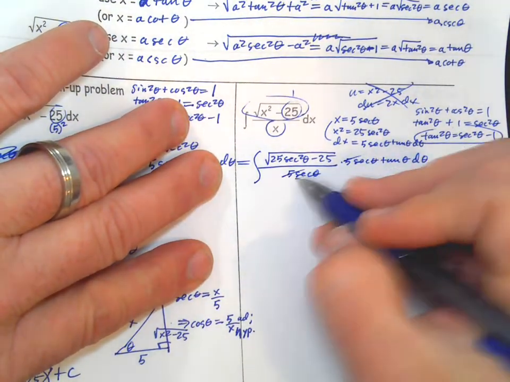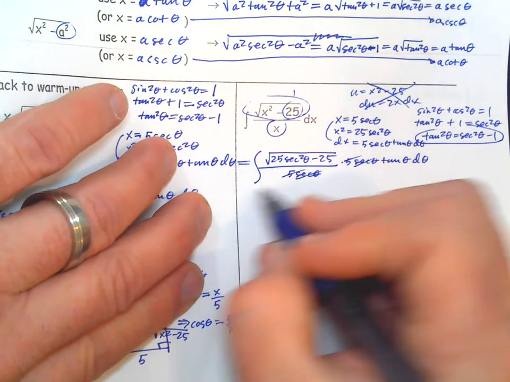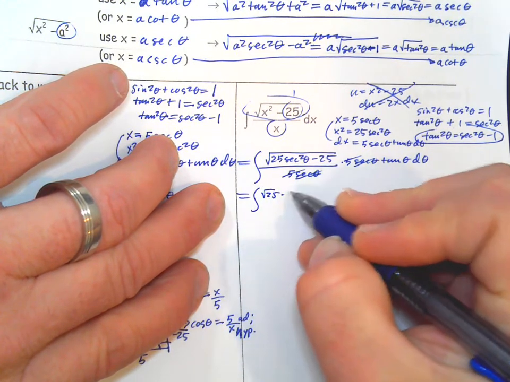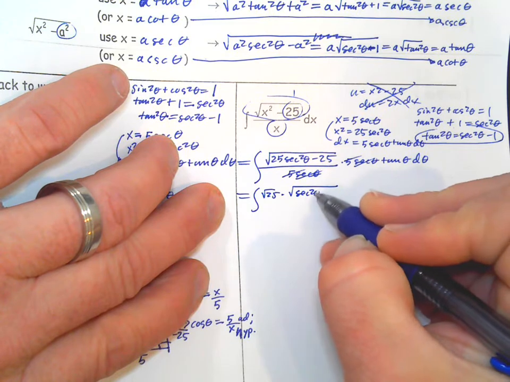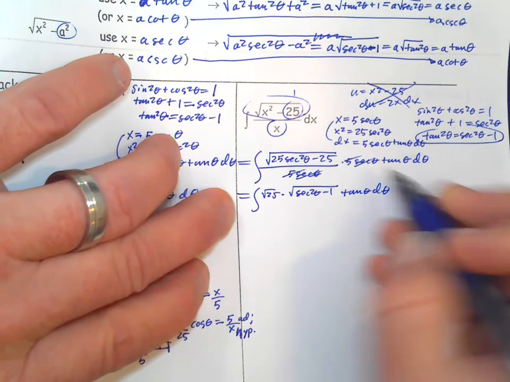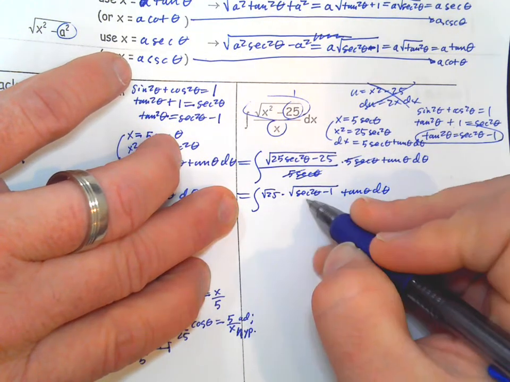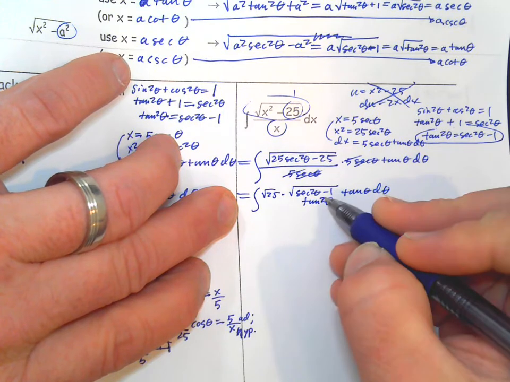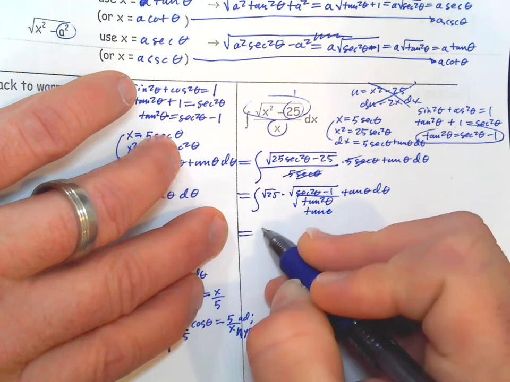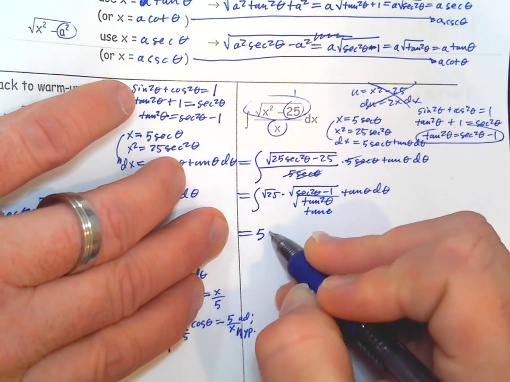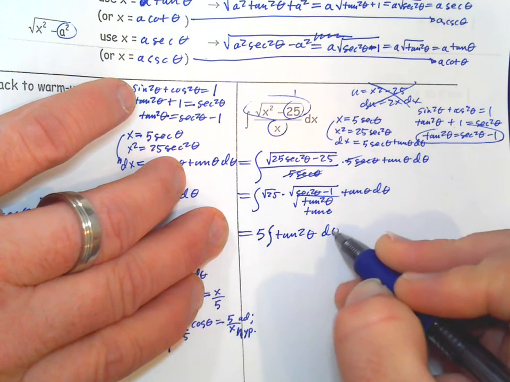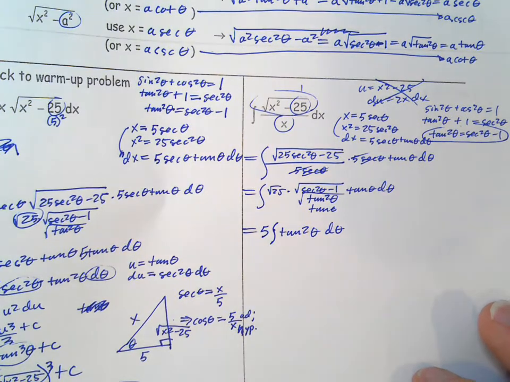Hey, the 5's cancel, secant thetas cancel. This is going to give you a square root of 25 if you factor it out, and then you have secant squared theta minus 1. Right? And secant squared minus 1 is going to be tangent squared theta. And then you can take the square root of it, so it's just going to give you tangent. Right? So in the next step, the square root of 25 is 5. I'm just going to put that out front. And then what's inside is tangent squared theta d theta. Okay? So it's gotten pretty simple.